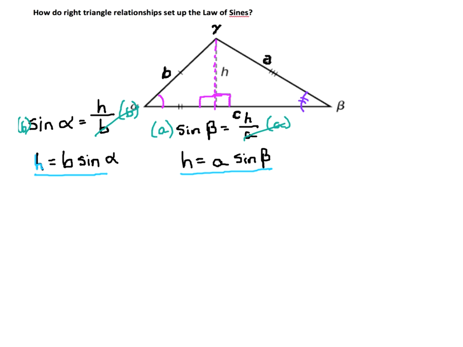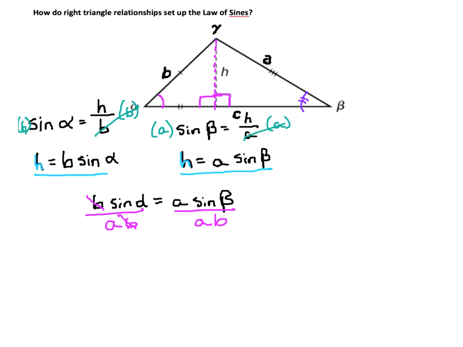Now, I've got two expressions that are both expressing the height of that oblique triangle. And since they're both equal to the height, I can set those expressions equal to each other because they're representing the same thing. So I can now say B times the sine of alpha has to be equal to A times the sine of beta. And I can divide both sides by A and by B.